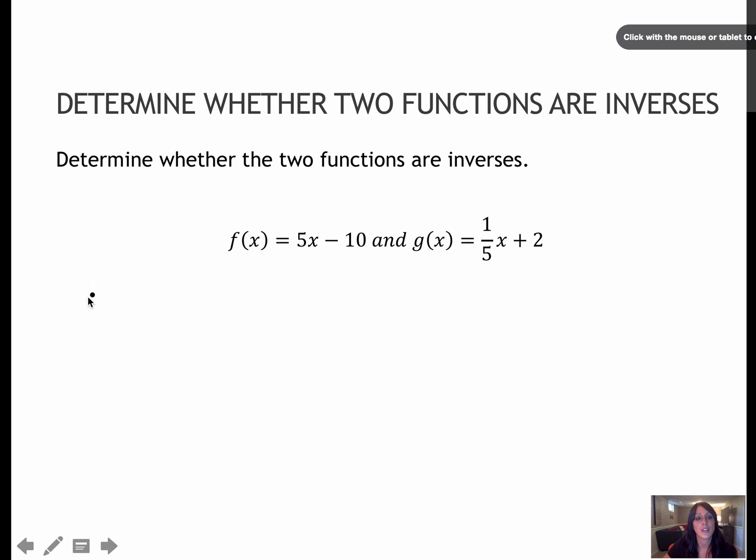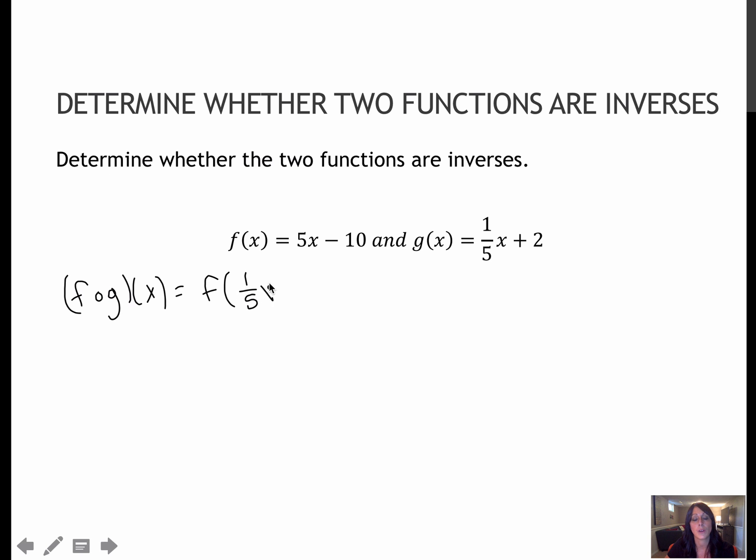Again, in order to determine if they are inverses, I'm going to find f of g of x, and if I get x, then I'm going to check g of f of x. So I'm finding f of, remember g of x is this whole function, so I'm finding f of 1/5 x plus 2, which means I'm using this function and I'm replacing x with 1/5 x plus 2, but I still have my minus 10. I'm going to distribute 5, so 5 times 1/5 is x. 5 times 2 is 10. I still have my minus 10.